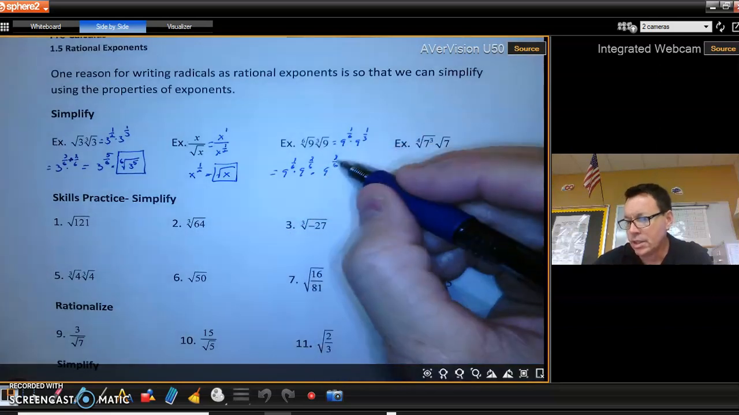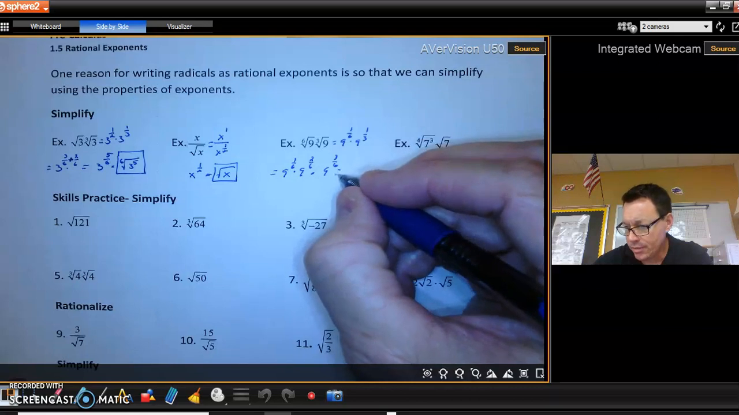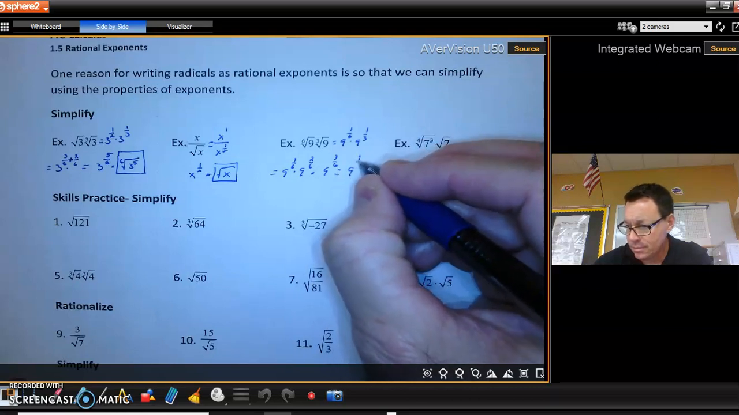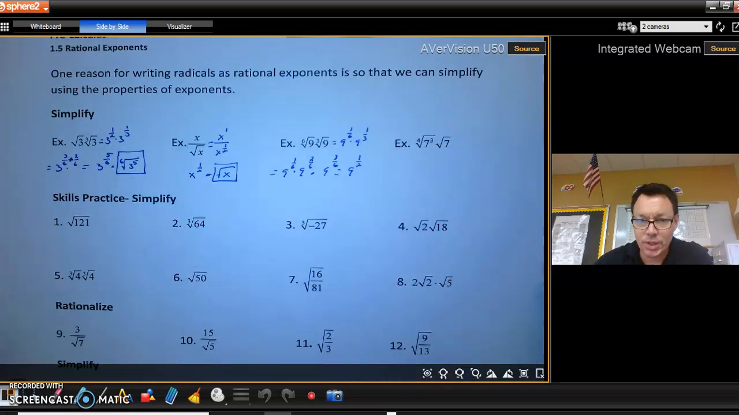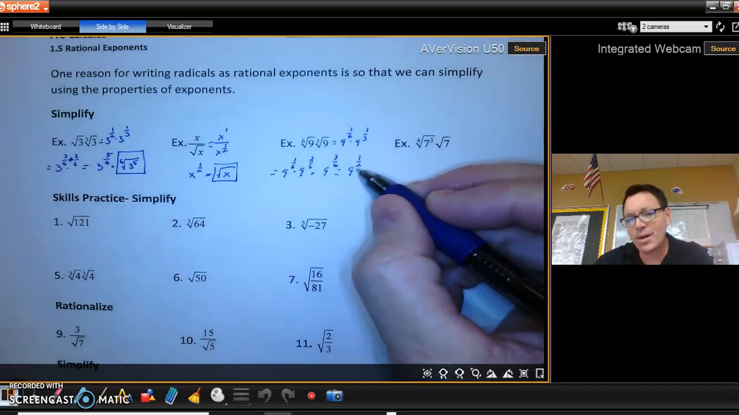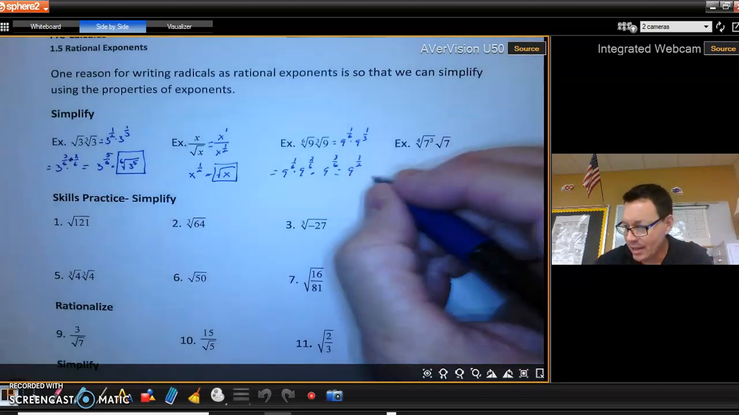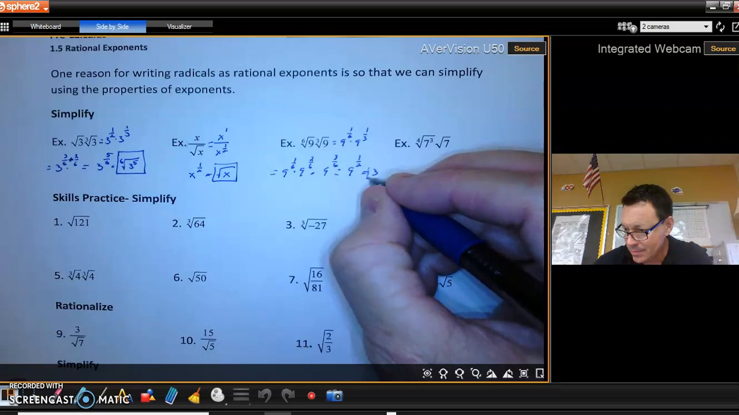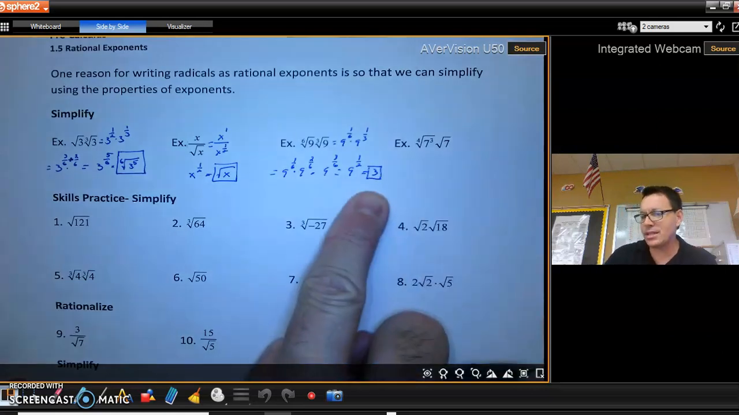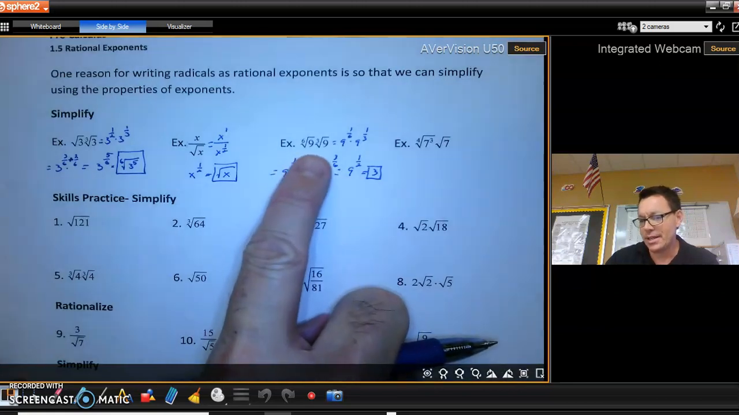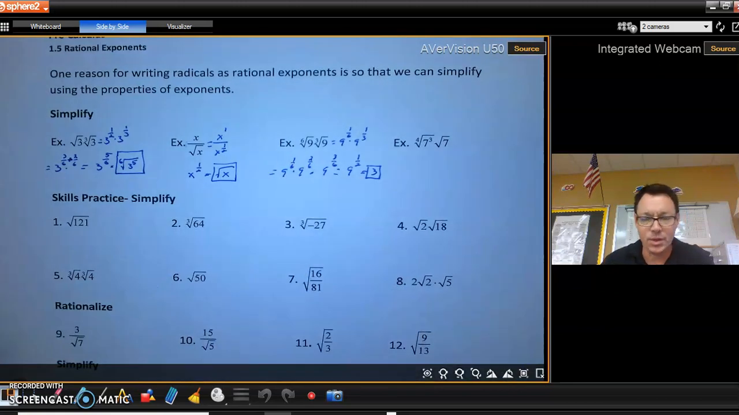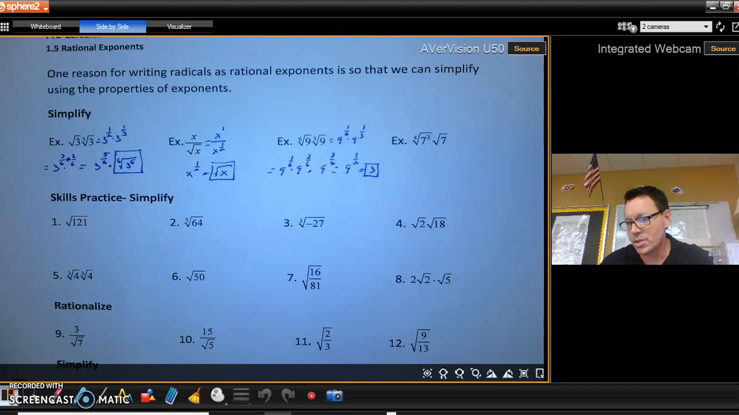But hold on. 3 over 6 is 1/2. But hold on. 9 to the 1/2 power means the square root of 9. And so we get 3. So that is the simplified answer to that expression, which we wouldn't have known until we converted things into rational exponents. Okay? All right.